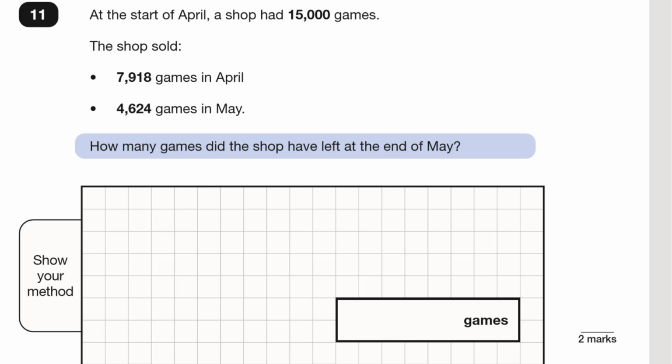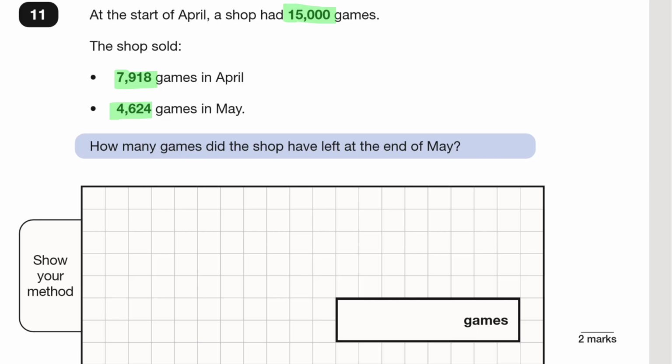Question 11. At the start of April, a shop had 15,000 games. The shop sold 7,918 games in April, 4,624 games in May. How many games did the shop have left at the end of May?